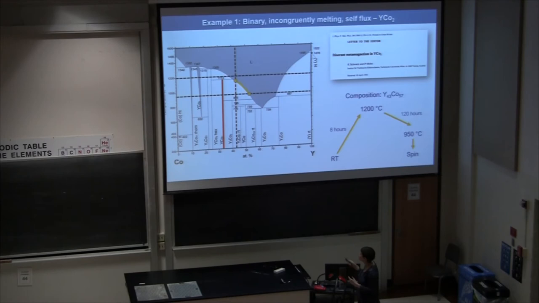And I didn't go closer to the left, because then it gets a little bit dangerous. You don't know exactly how resolved that point on the phase diagram is. So if I move a little to the left, I'm at risk of crystallizing out yttrium cobalt 3. Yeah. Any other questions? Okay.